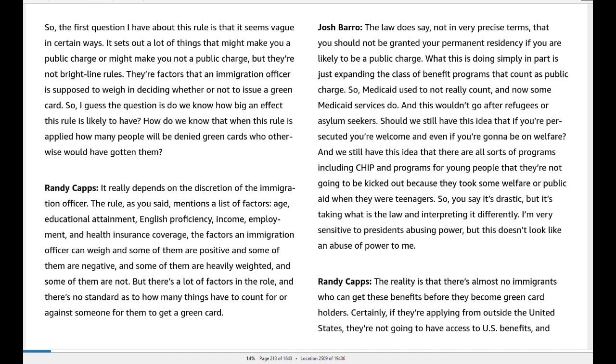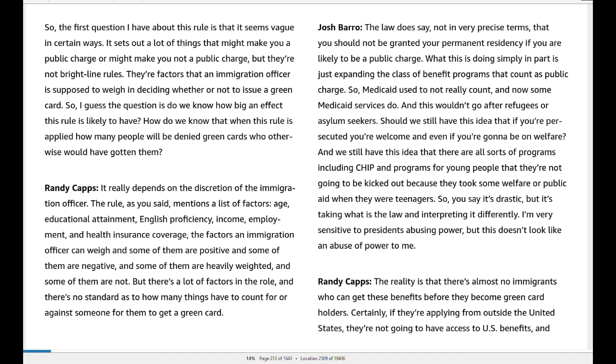And we still have this idea that there are all sorts of programs, including CHIP and programs for young people, that they're not going to be kicked out because they took some welfare or public aid when they were teenagers. So you say it's drastic, but it's taking what is the law and interpreting it differently. I'm very sensitive to presidents abusing power, but this doesn't look like an abuse of power to me.